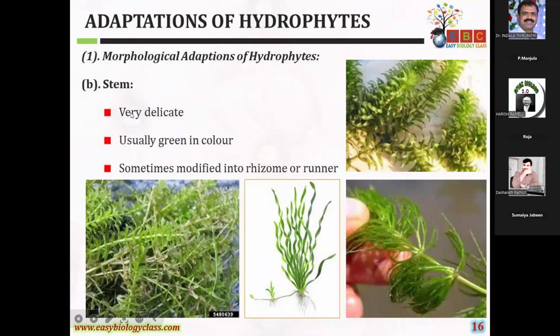Next one is the stem. Here the stem is very delicate. Generally, when we observe hydrophytes, the stem is very delicate and usually green in color, and sometimes modified into a rhizome or runner. Generally in hydrophytes, vegetative propagation takes place through these runners.